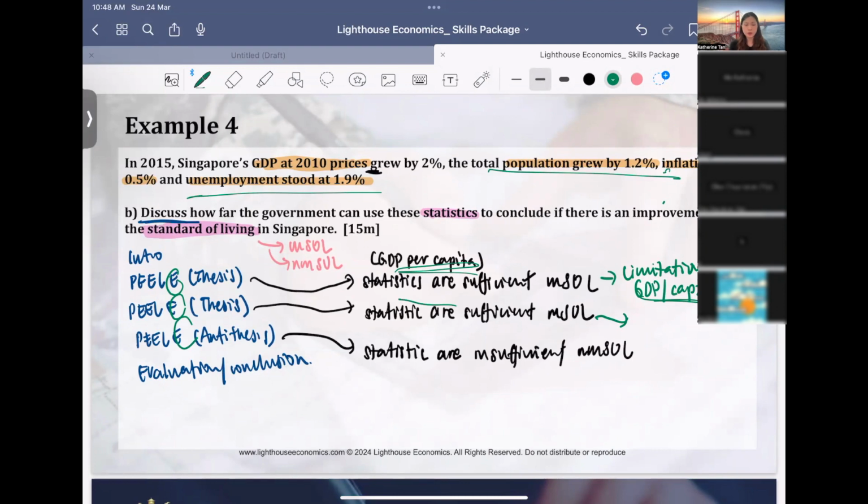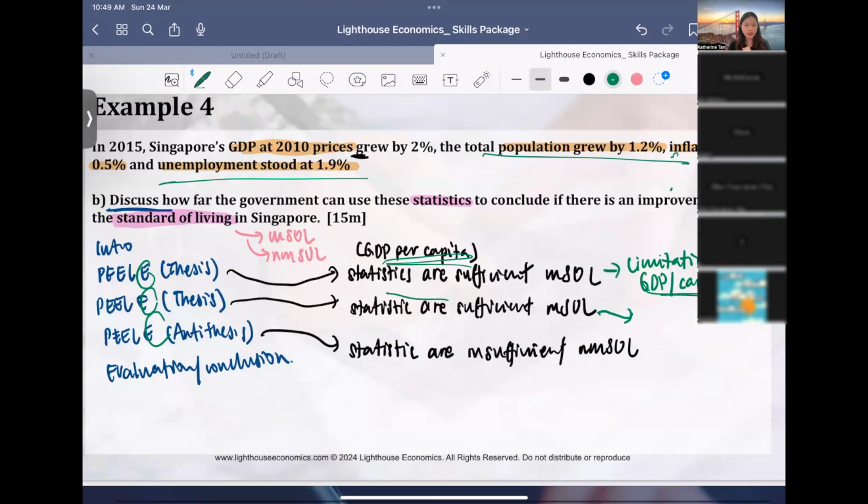Then you can say unemployment, because high unemployment means that people are losing their income, so a fall in income, a fall in purchasing power, and so on. Then you can also give your evaluation point: you can tell me that, let's say, unemployment is maybe not exactly a good indicator. So why is unemployment not a good indicator?